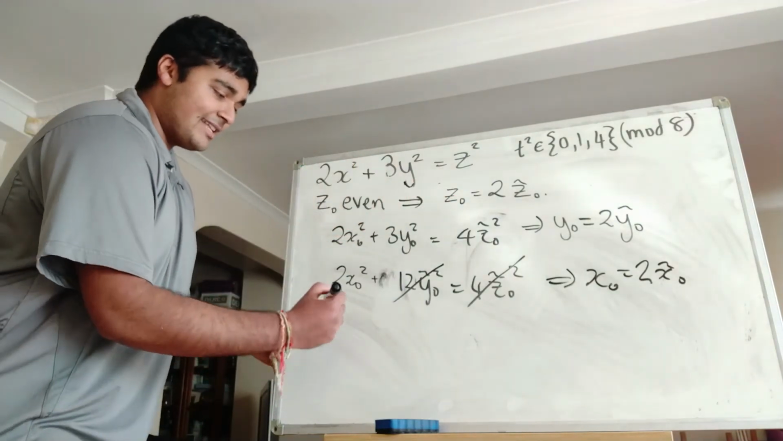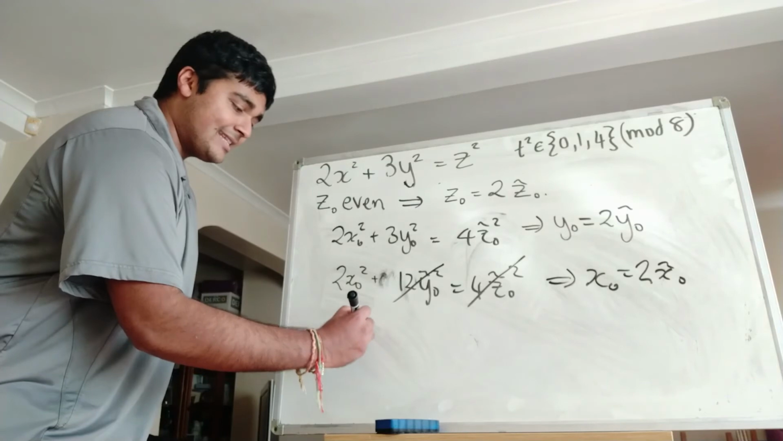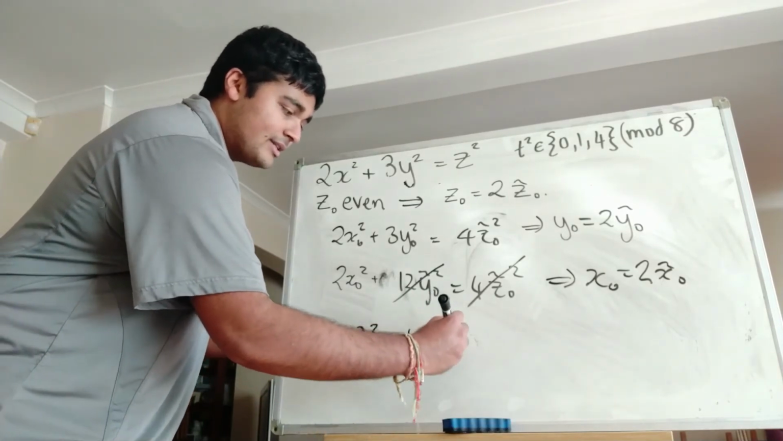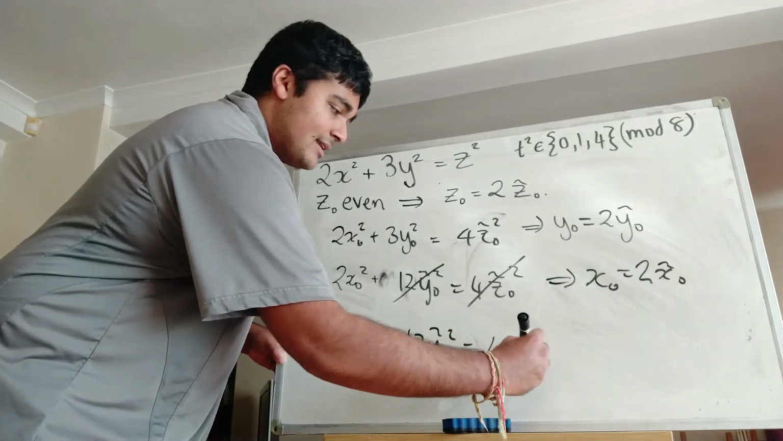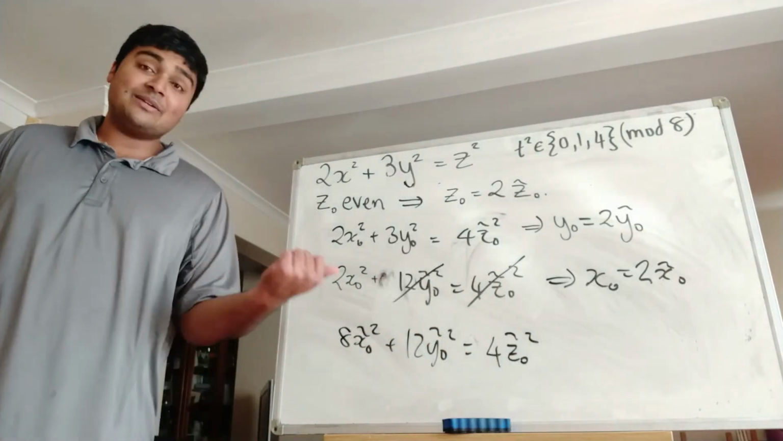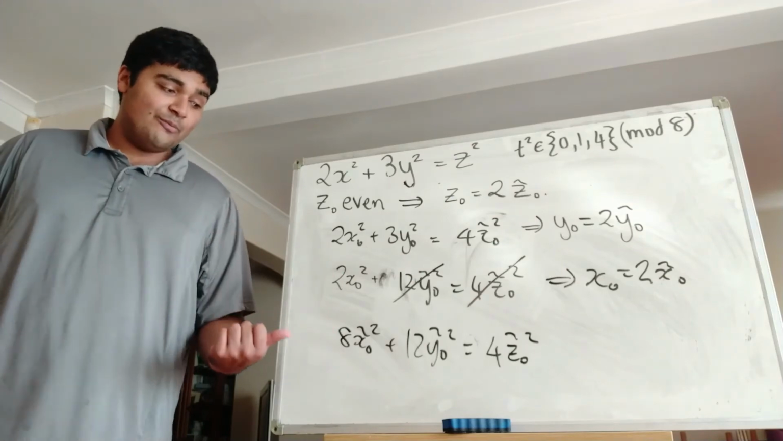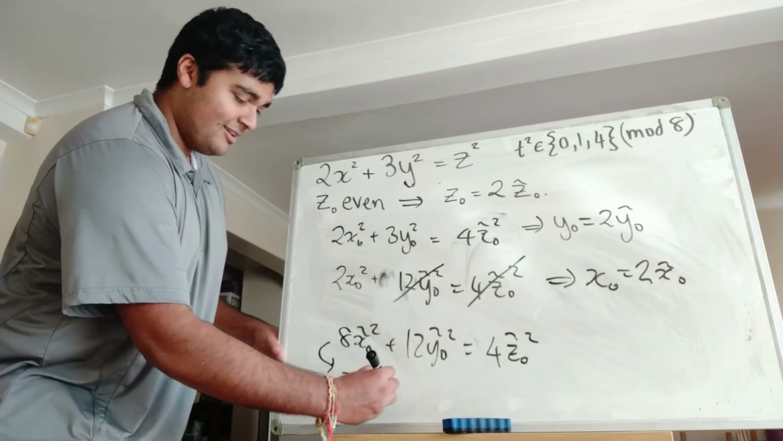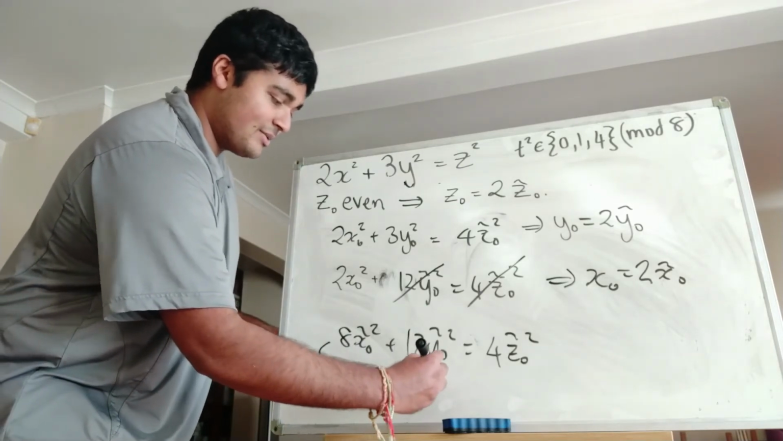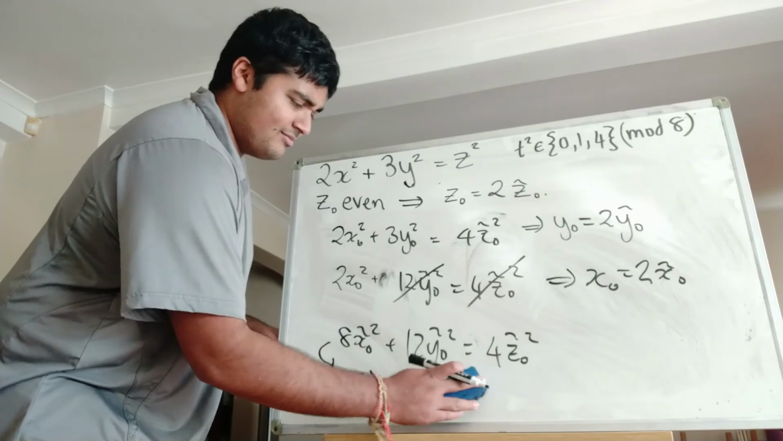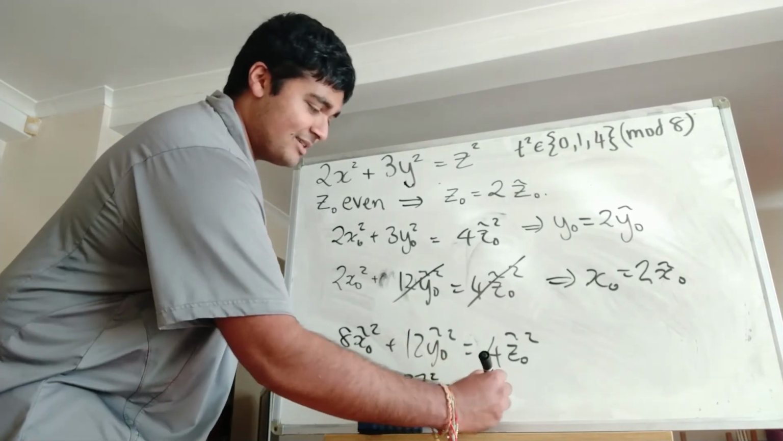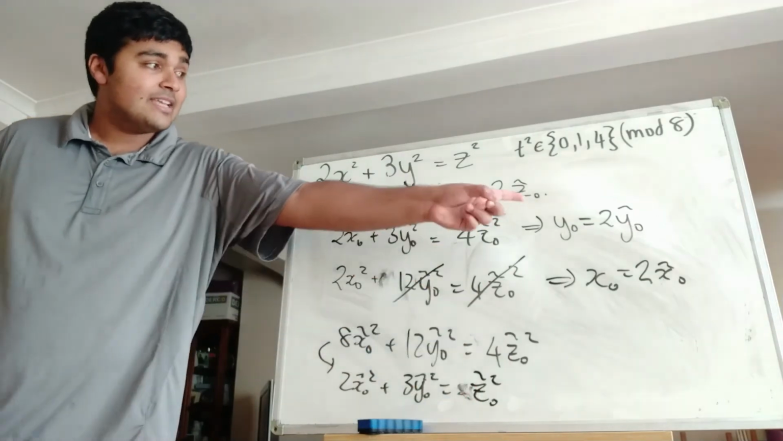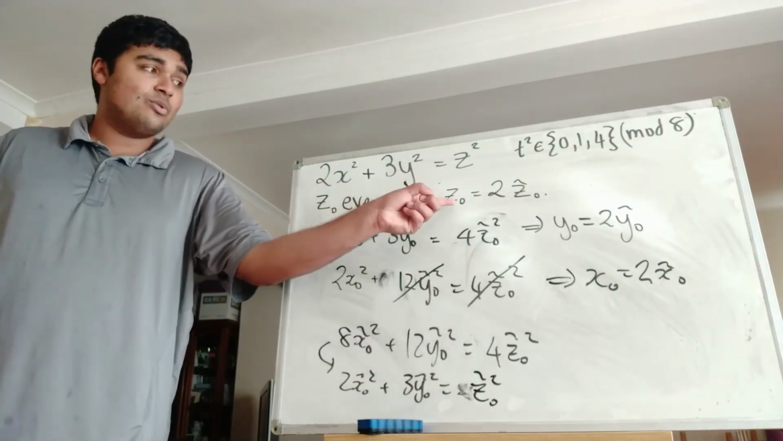So here we're going to get 2 times 4, which is 8x tilde 0 squared, plus our 12y0 tilde squared equals 4z0 tilde squared. And you guessed it, we're now going to divide the whole equation by 4. It becomes 2x0 tilde squared plus 3y0 tilde squared equals z0 tilde squared. But in particular, z0 tilde is just z0 over 2.